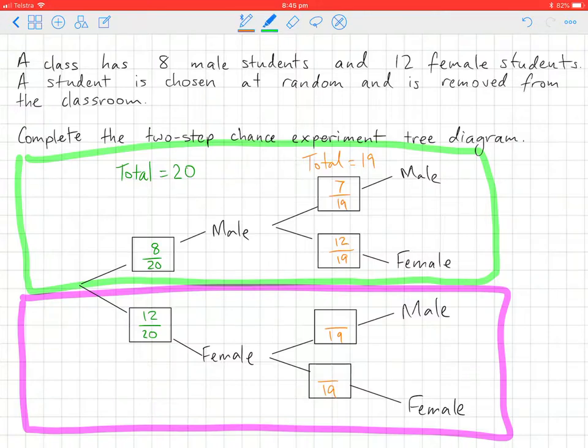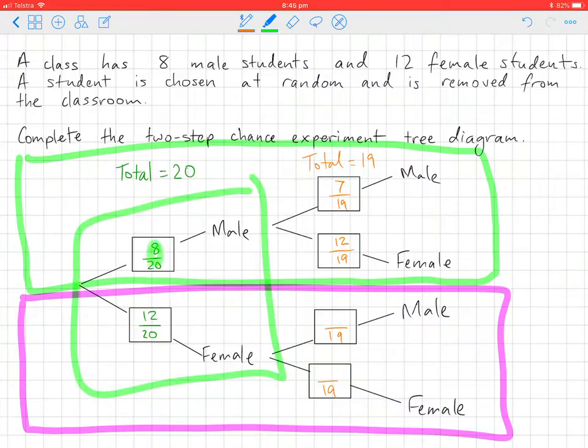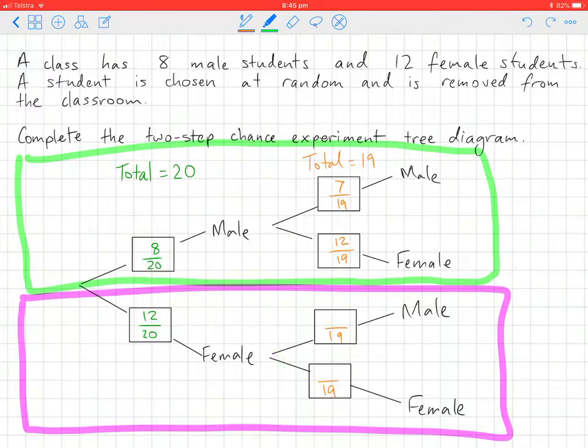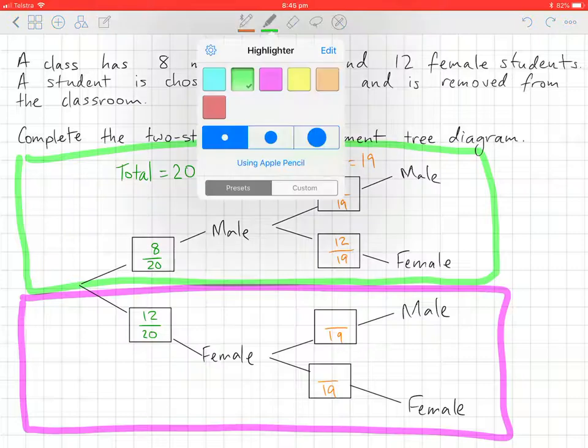Okay, now another thing I want you to note, 7 plus 12 is 19. These sections like this, they must always add up to the total. So if they don't add up to the total, you've done something wrong. For example, if we look at this first section, 8 plus 12 is the total here, which is 20. So that's another rule of probability to help you not make mistakes.